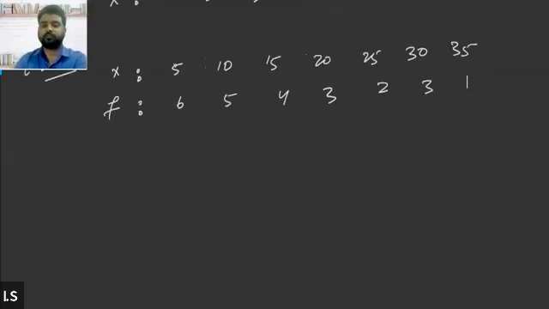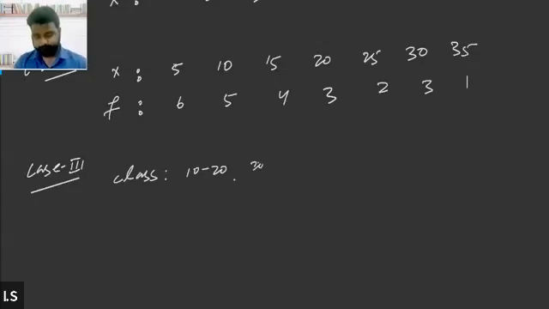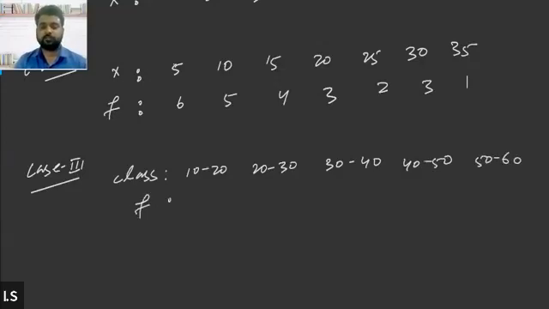Okay, apart from case 1 and case 2, there is case third also, and this will be based on the continuous series. So here we have the classes 10 to 20, then 20 to 30, 30 to 40, 40 to 50, and 50 to 60. Then frequency is 5, 4, 6, 8, and 9.